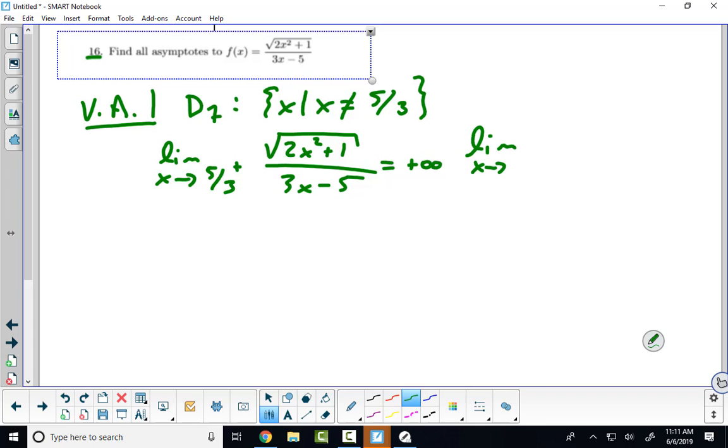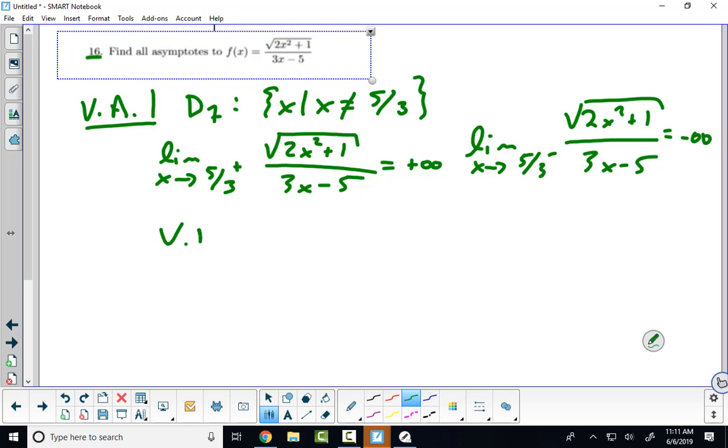The limit as x approaches 5/3 from the left of the square root of 2x squared plus 1 all over 3x minus 5. Where's that heading? Negative infinity. Okay. Why? Because I'm plugging in a number a little bit below 5/3. So when I multiply it by 3, I've got a number a little bit below 5. And when I subtract 5 from that, I've got a very tiny negative number. Divided into, notice the numerator is always positive, as we discussed.